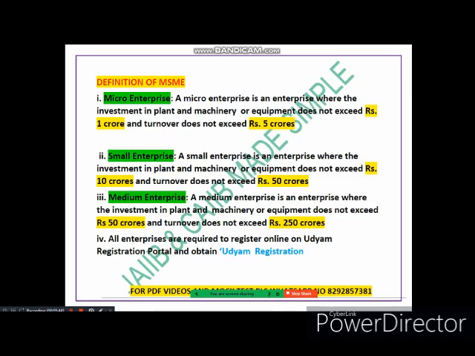Let's come to the next slide and let's discuss the definition of MSME. This definition of MSME we will discuss in this lecture.